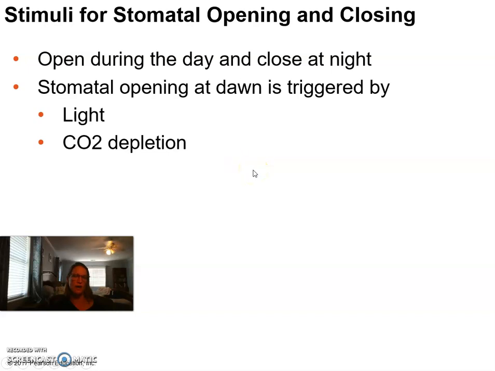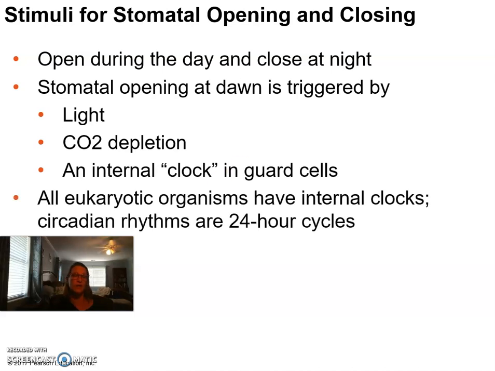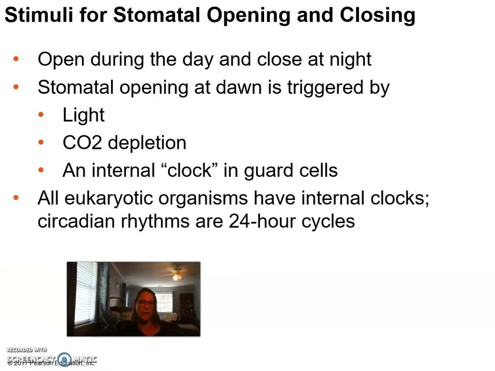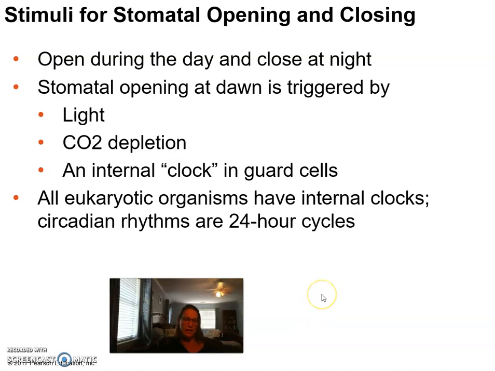Also, if carbon dioxide is really, really low inside a leaf, then the stomata will open to allow carbon dioxide in, which again is needed for photosynthesis. And there's also an internal clock that essentially is like a circadian rhythm in animals. The stomata open around the same time every single day in a 24-hour cycle, similar to what we animals have.